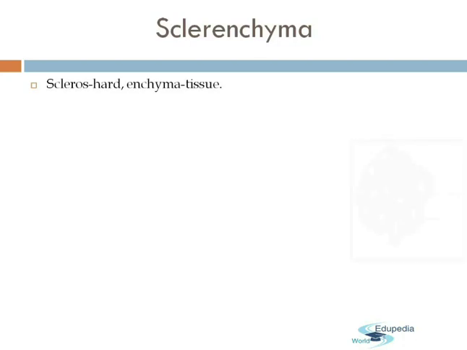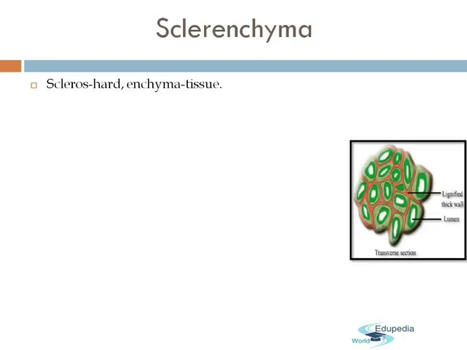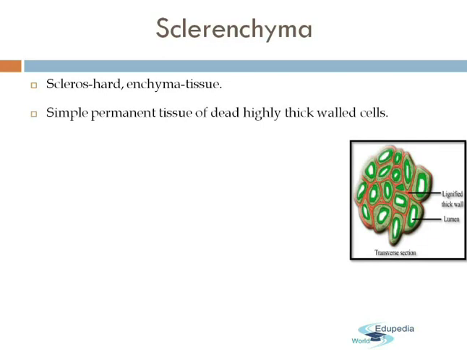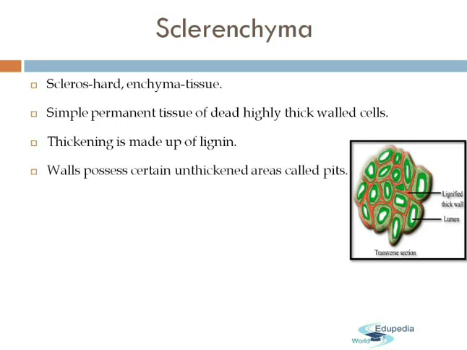Now let's start with the third type of permanent tissue, that is the sclerenchyma. Now, the word scleros means hard, and enchyma means tissue. These are the hard tissues which are a type of permanent tissue. These are simple permanent tissues, but they are dead and have highly thick walls. The thickening is made up of lignin.